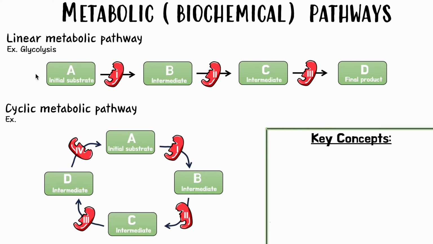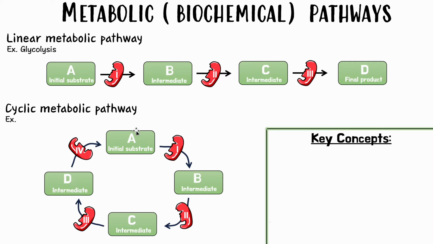Remember, linear started off with an initial substrate and eventually made some intermediates, and then finally there was a final product. With a cyclic metabolic pathway, the initial substrate is also the final product. It's a cycle. And you might be like, what's the purpose of this? You're right, right now you're not going to get it. But when you learn about specific examples of cyclic metabolic pathways, like the Krebs cycle in cell respiration, or the Calvin cycle, those are all cyclic metabolic pathways.